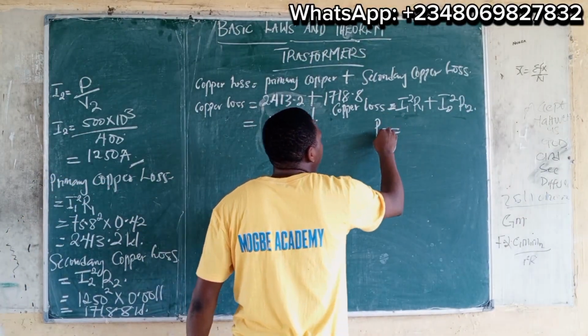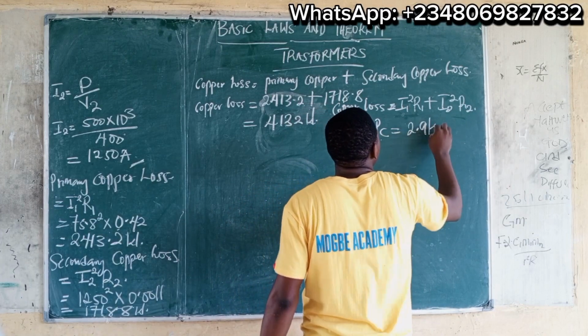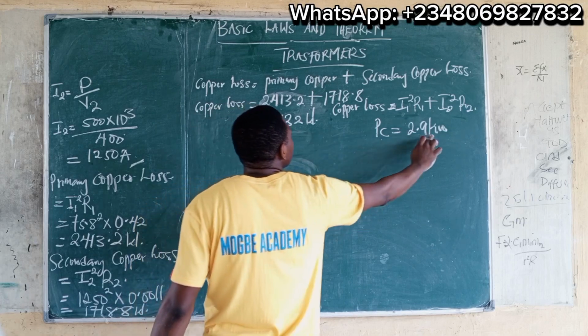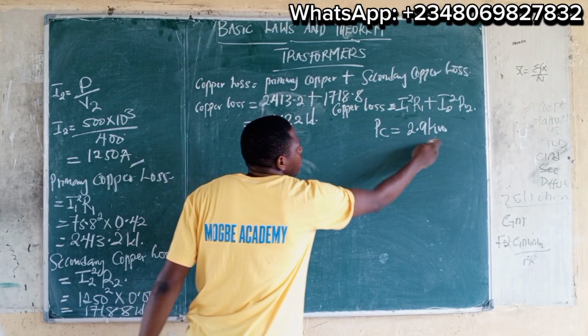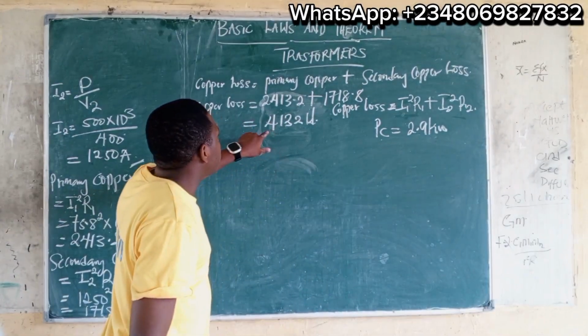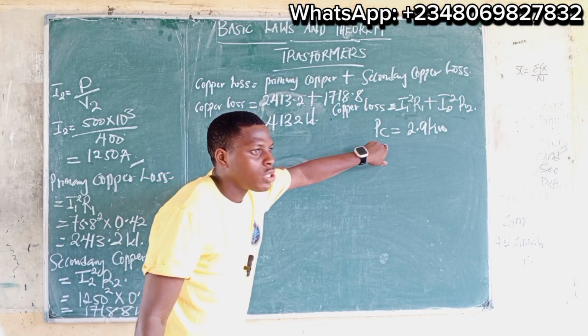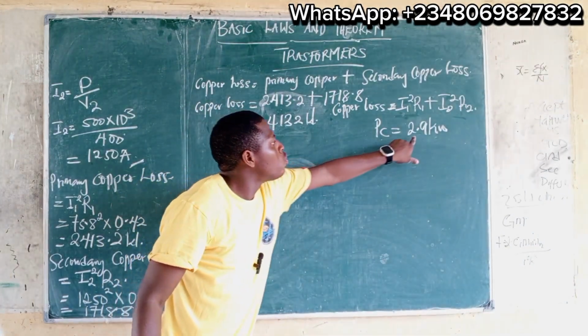But remember, we are given PC, our iron loss. And our iron loss was given as 2.9 kilowatts. So what we are going to do is convert this to kilowatts, so we have the same values as your losses. Don't forget, what we are calculating for is copper loss. This iron loss was already given to us as a constant.